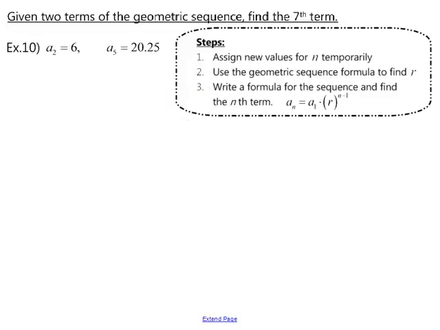I want you to go ahead and try example 10 on your own. Again, walk through step by step just like we did in the previous example, and then check back with me when you're finished.